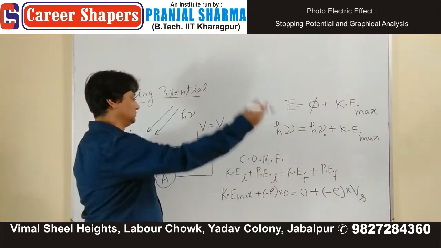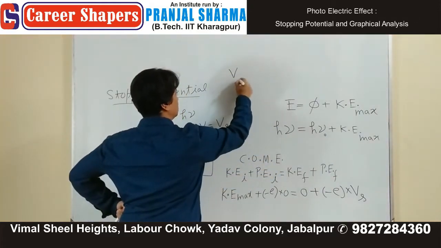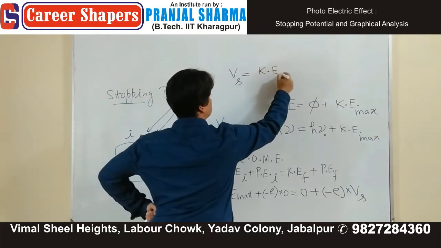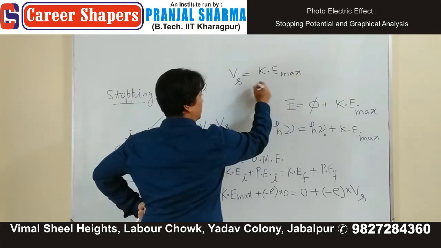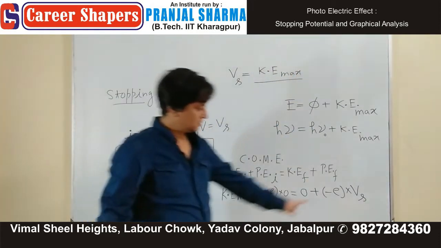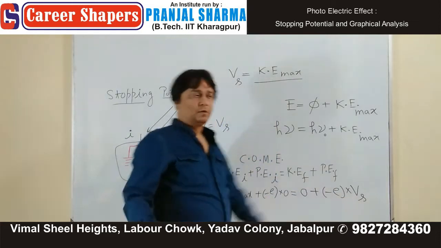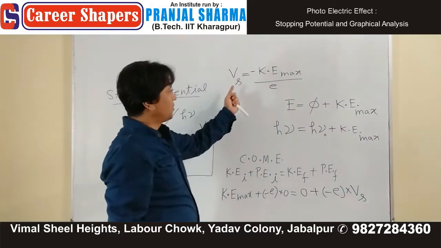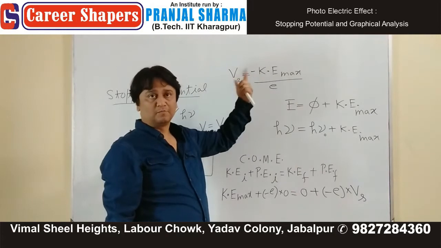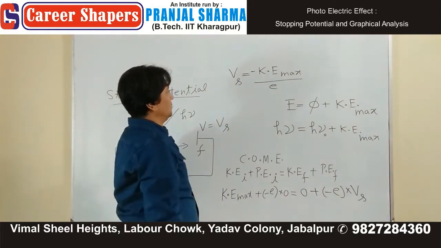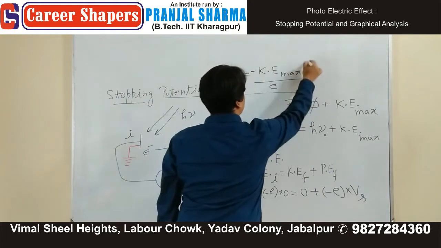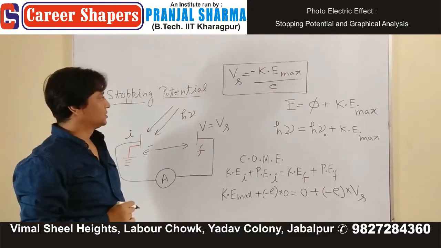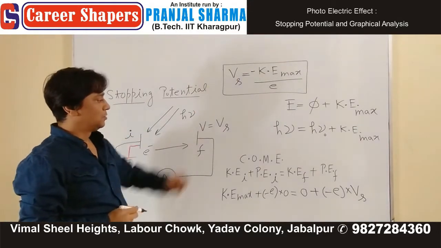Vs is coming K max divided by e with a negative sign. Your stopping potential is what? Negative. An important result for school as well as competitive examinations. Note down this.